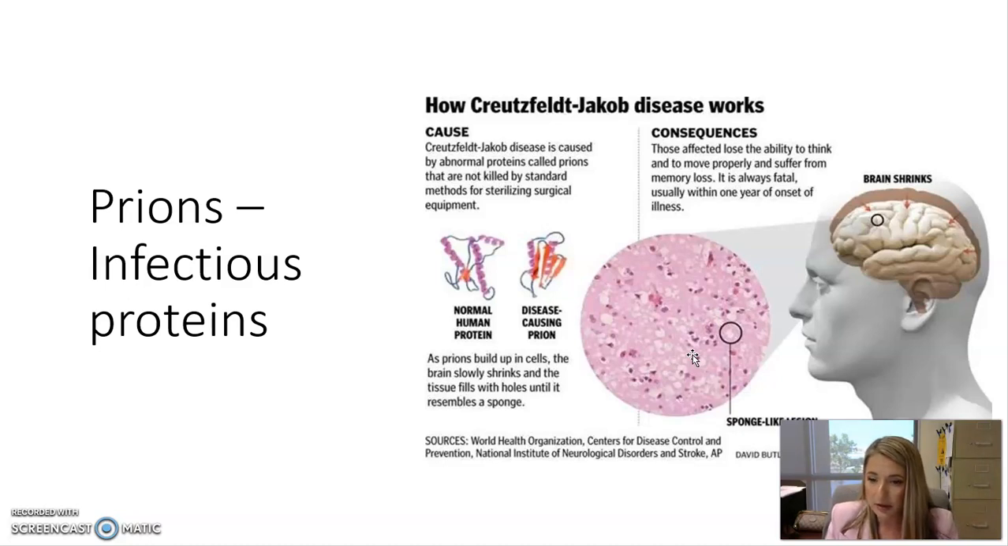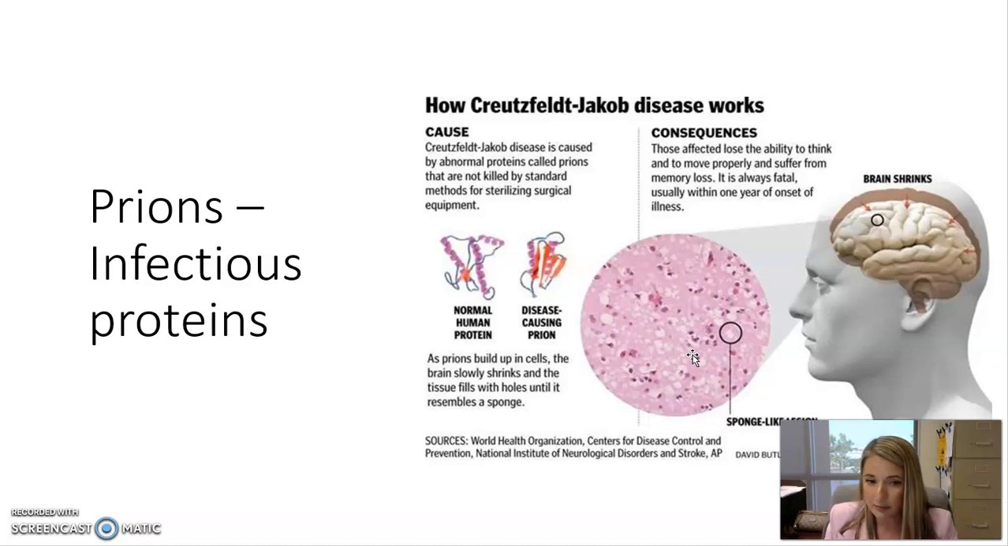So unfortunately, CJD is 100% fatal, and once the signs and symptoms begin, which are usually things like muscle spasms, delirium, hallucinations, memory loss, all patients are gone within the year. So it is very, very deadly, and unfortunately it's very hard to get rid of this pathogen, and it has been transmitted to individuals through eating infected meat.